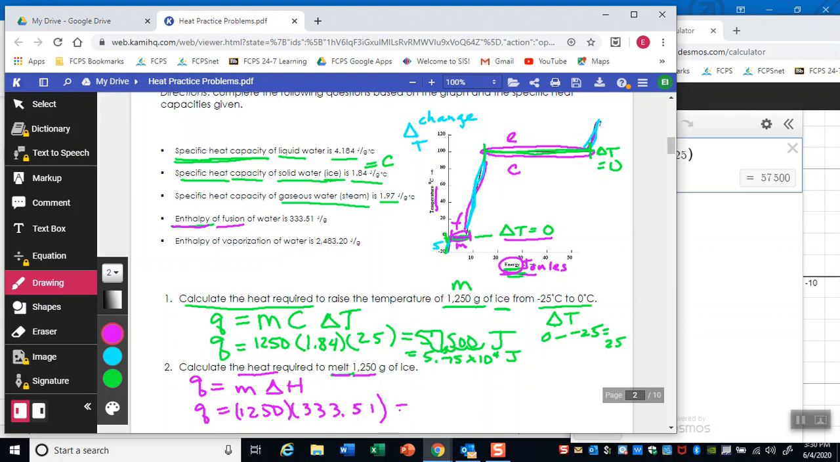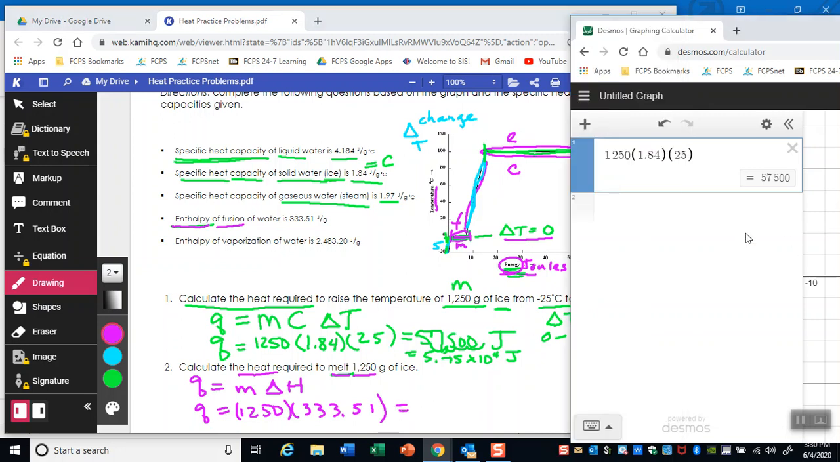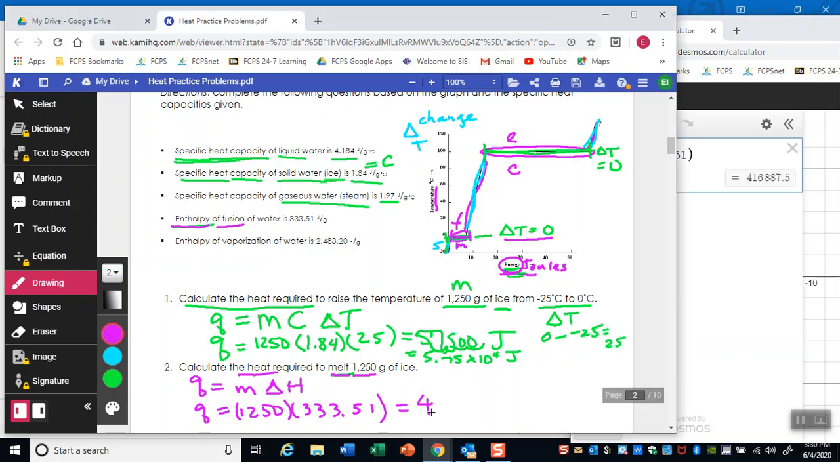Then I'll just put that into my calculator. I'm going to multiply 1250 times 333.51. So I get 416,887.5, which I'll just leave as that.